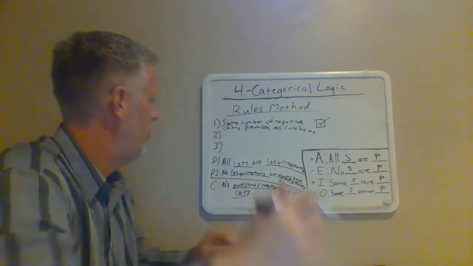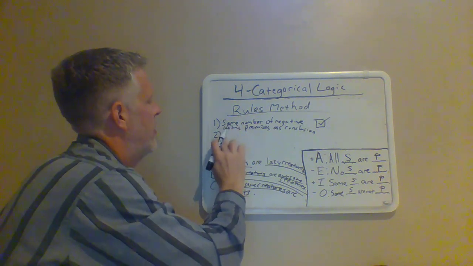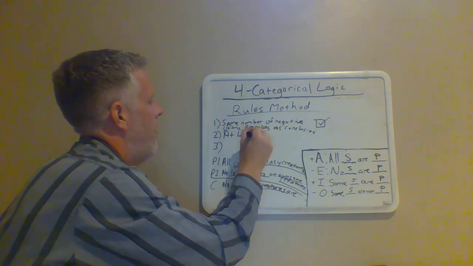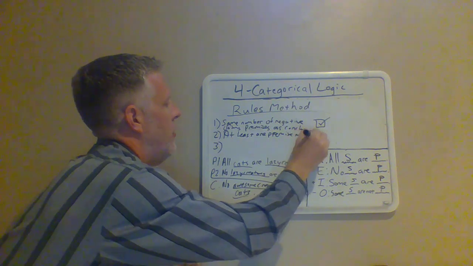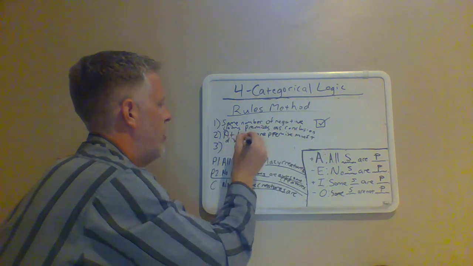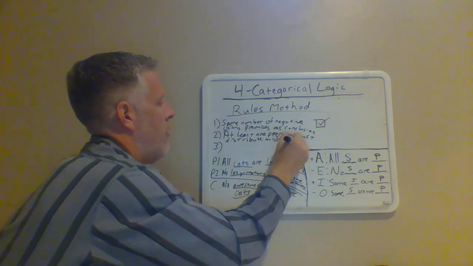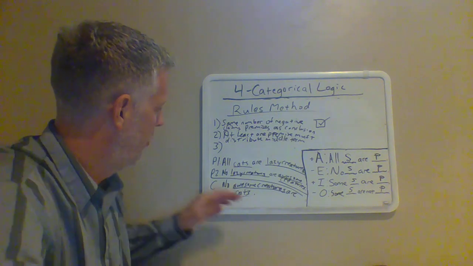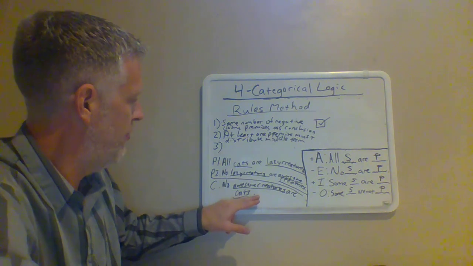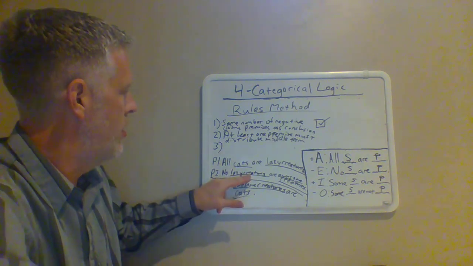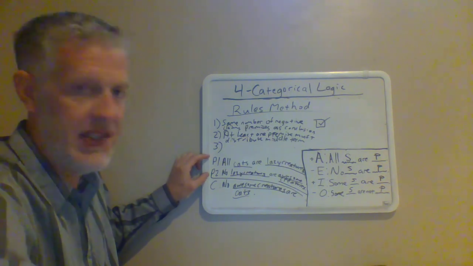The second rule is, let's put it that way, at least one premise must distribute the middle term. Let's see if that happens. The middle term in this example is what? What doesn't appear in the conclusion? Lazy creatures. So we need to find out if at least one of these premises distributes lazy creatures.